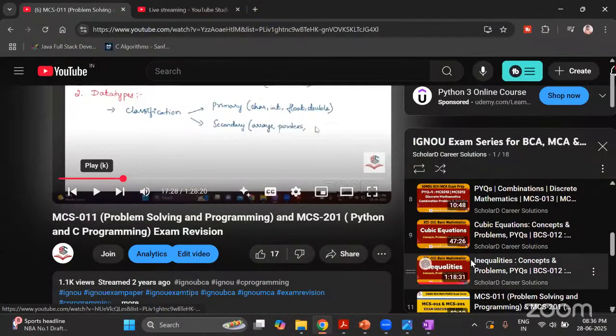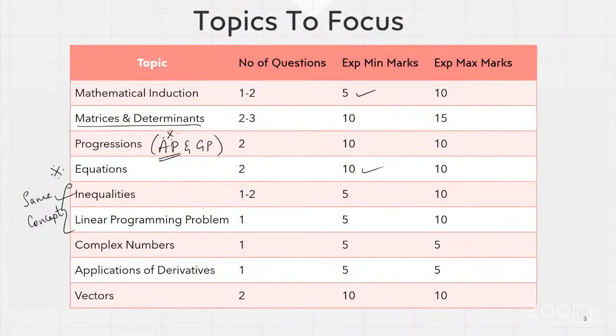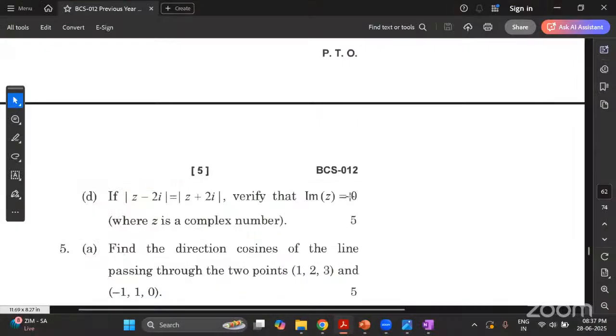See here, you can see one video, 1 hour 20 minutes. Inequalities, you can go through that. In that video itself, I have solved a linear programming problem also. Linear programming problem, you will get only one question. Solving is done using inequalities. Usually, all these years they used to ask for 10 marks, but in the past two exams, they're asking it for 5 marks. And they have reduced the length of the problem.